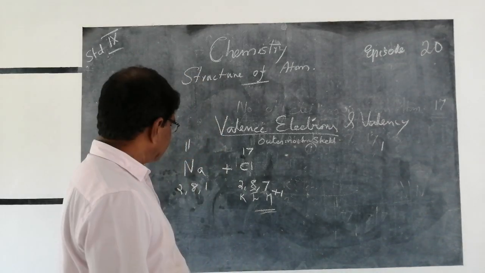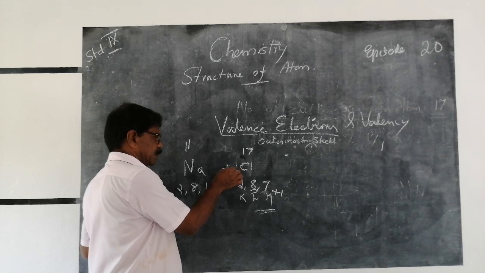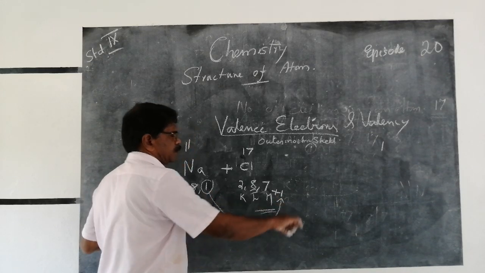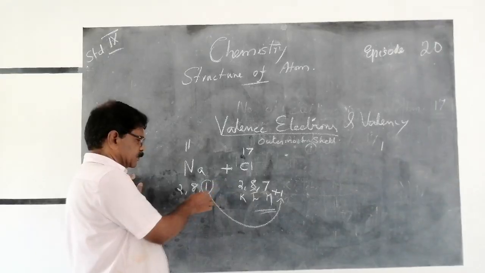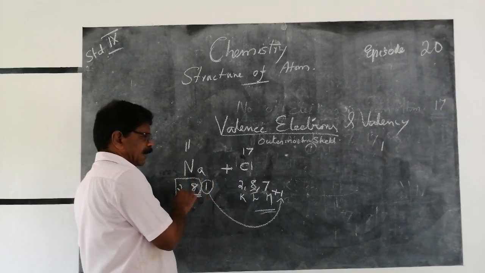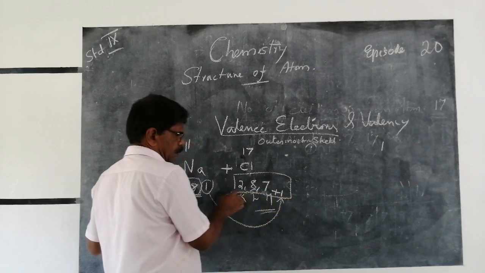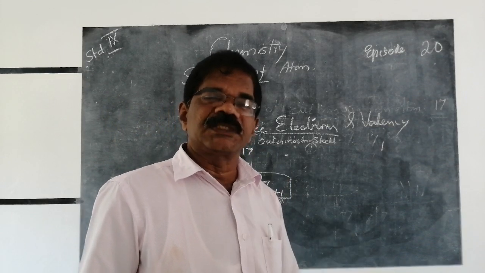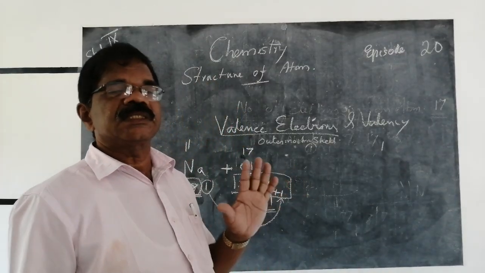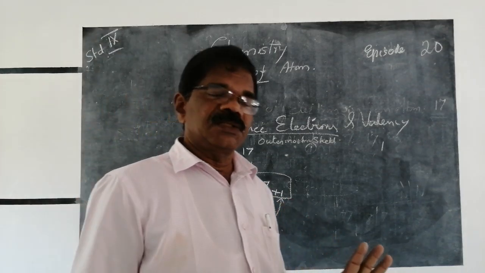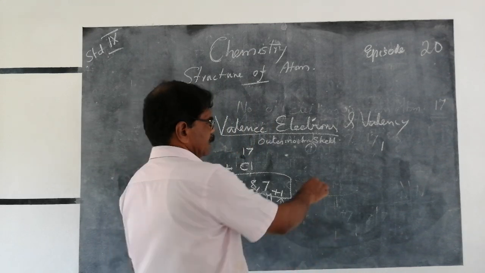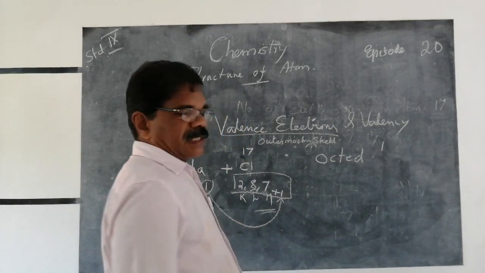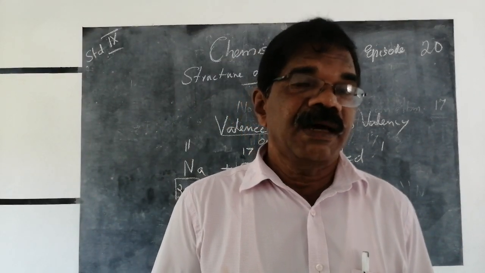Here please note what happens when sodium combines with chlorine to form sodium chloride. Sodium gives 1 electron to chlorine. After giving 1 electron, sodium attains stability. After receiving 1 electron, chlorine also attains stability. What is stability? Stability means 8 electrons in the outermost shell. That is the stability of the atom, also known as the octet arrangement. This is the difference between valence electrons and valency.